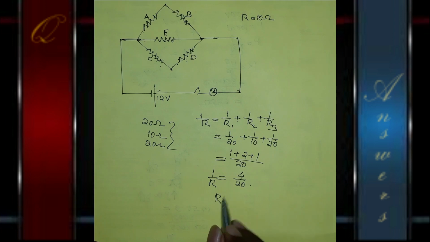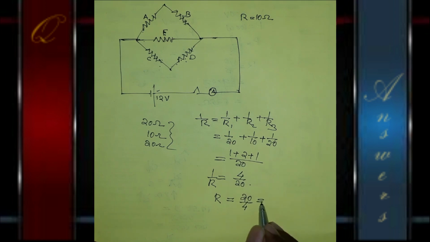R is equal to, take the reciprocal on both sides. So R is equal to 20 by 4, which is equal to 5 ohm. So 5 ohm is the equivalent resistance.